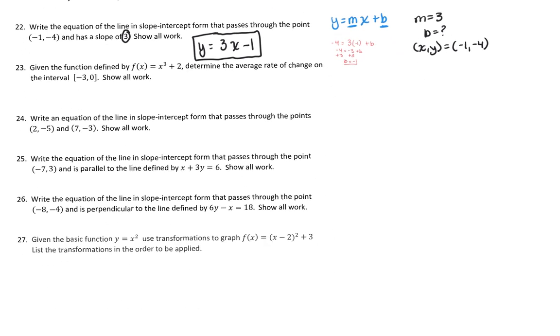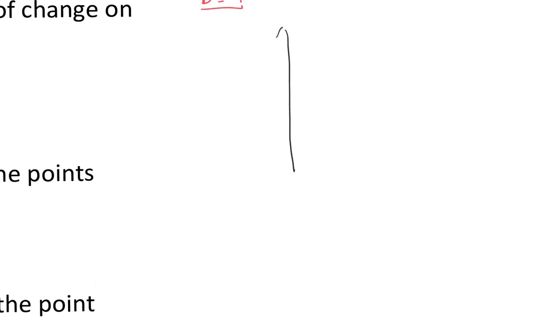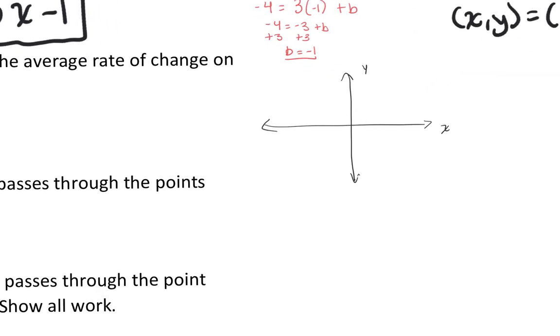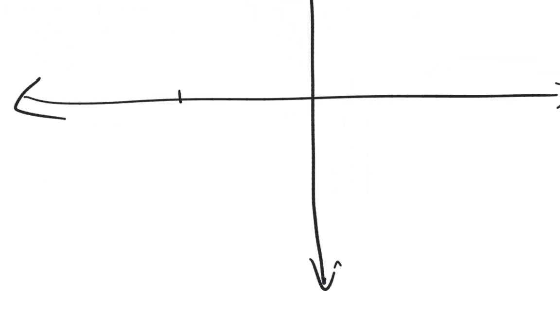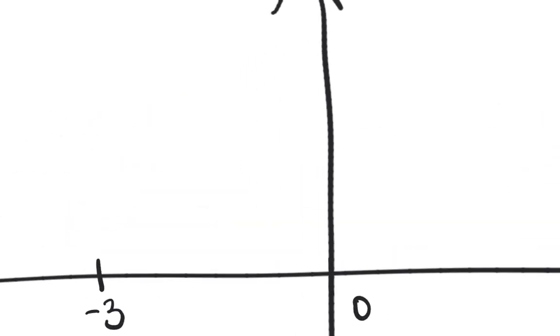Alrighty, so this next one says, given the function defined by f(x) is x cubed plus 2, determine the average rate of change on the interval -3 to 0. Show all work. So this function, don't know exactly what it looks like, but we do know that we're going to be looking at it. Say we have a graph. We have some function, and we're going to be looking at it from -3 to 0. So we're essentially zooming in just on this part of the graph.